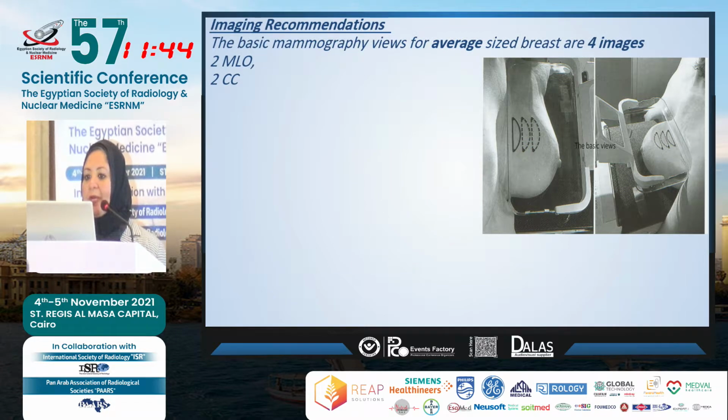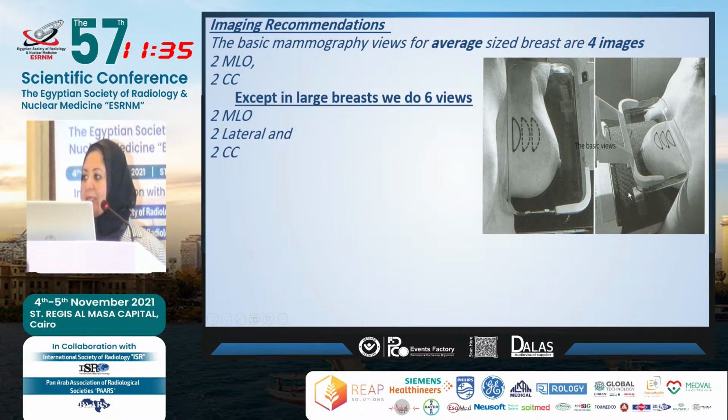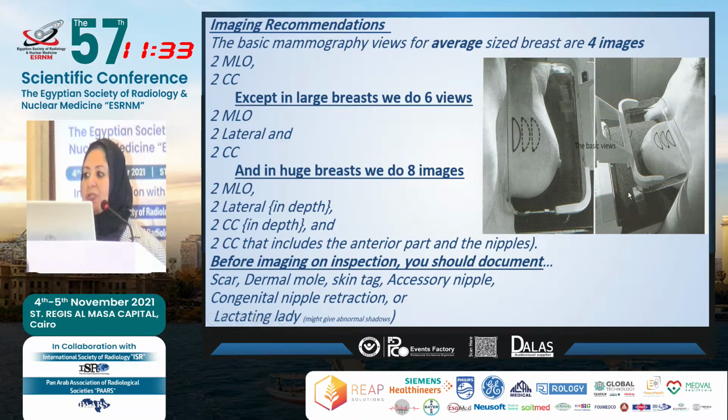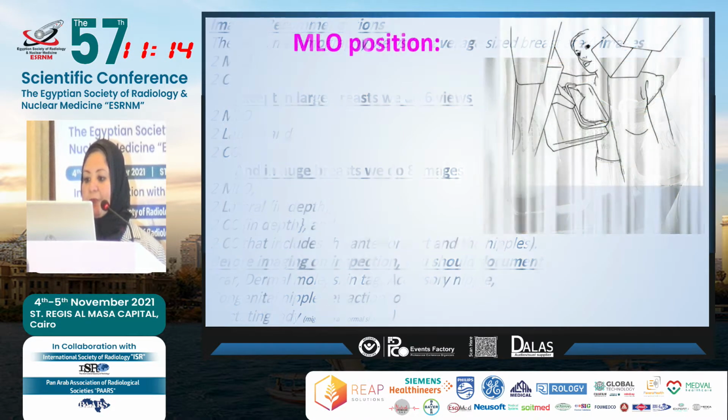The basic mammographic views for an average-sized breast are the standard four images: 2 mediolateral and 2 CC views, while if the breast is larger, we can add additional views. Before imaging, on inspection, you should document any scar, dermal mole, skin tag, or accessory nipple.